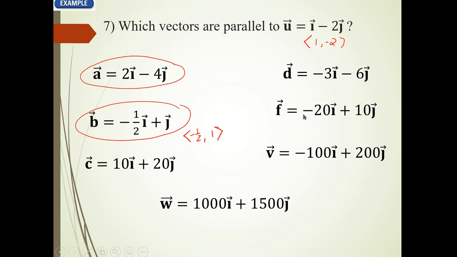But vector F, oh, the signs are opposite. Would this work? Let's see. Can I get a negative 20 and a positive 10 if I multiply? No, that's not going to work because if you multiply by 10, you have the opposite there. So F doesn't work. Vector V, yep, that's a pretty easy one if you multiply by negative 100. So vector V is parallel to vector u. And then looking down here at vector W, that's not going to be parallel because they're both positive.